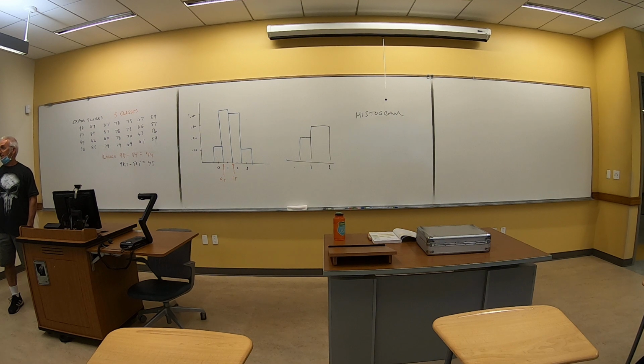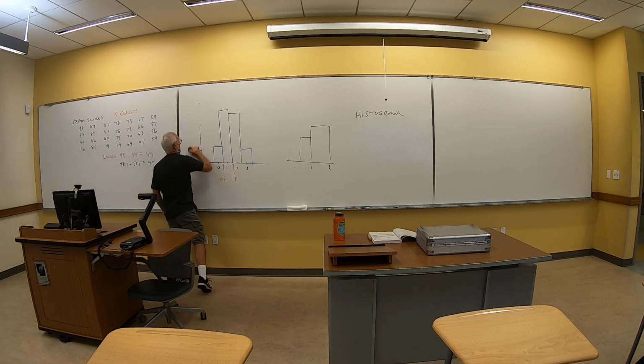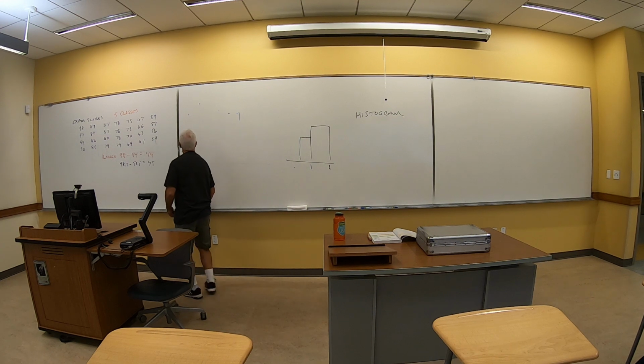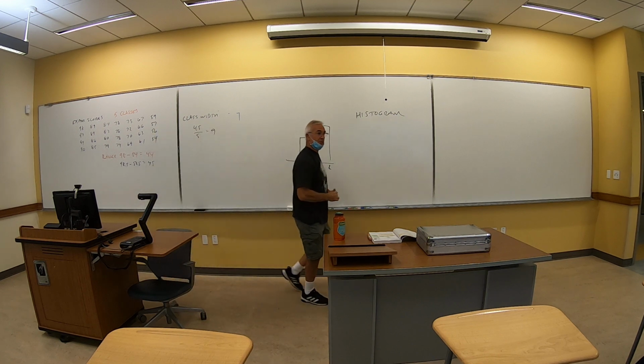45 divided by 5. 9. So what's 45 divided by 5? It's exactly 9. All right? So my class width is 45 over 5. And by the way, the 5 was an arbitrary choice.